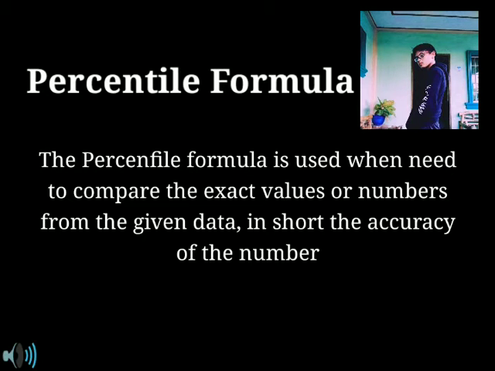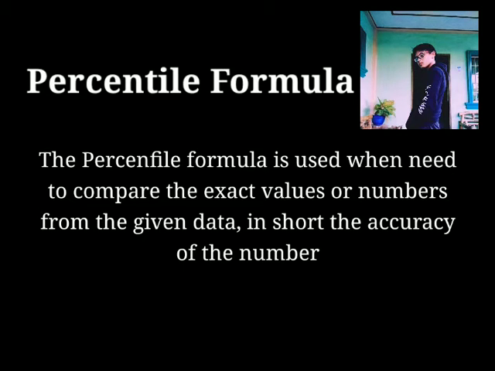What is the percentile formula? The percentile formula is used when we need to compare the exact value of a number over the other numbers from the given data. In short, the accuracy of the number. Often percentile and percentage are taken as one, but both are different concepts. A percentage is where the fraction is considered as one term, while percentile is the value below the percentage found from the given data. As I always mention from the very start, percentage and percentile are different things.